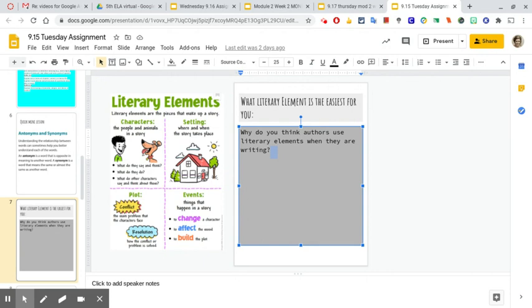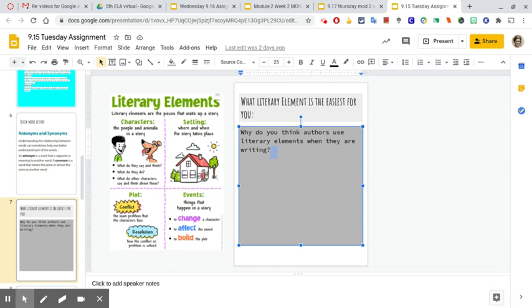Same with character. Don't just say the boy in the story. Well, what's the boy's name? Get very specific. Plot. What's the conflict? What's something that happened that was bad? Some kind of conflict. I know you've had conflicts with your brothers and sisters. What exactly was that conflict? Resolution. How exactly was it resolved? Did you have to call your mom? Is that how it was resolved? Look for that in the story.